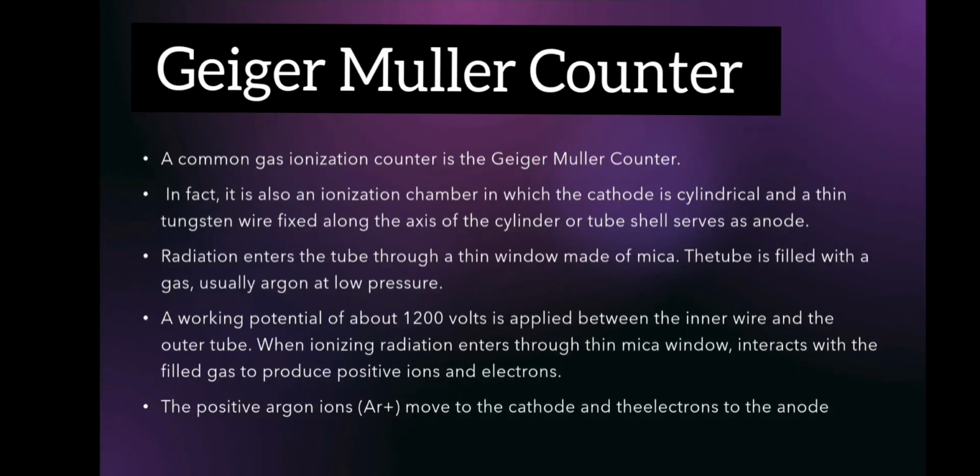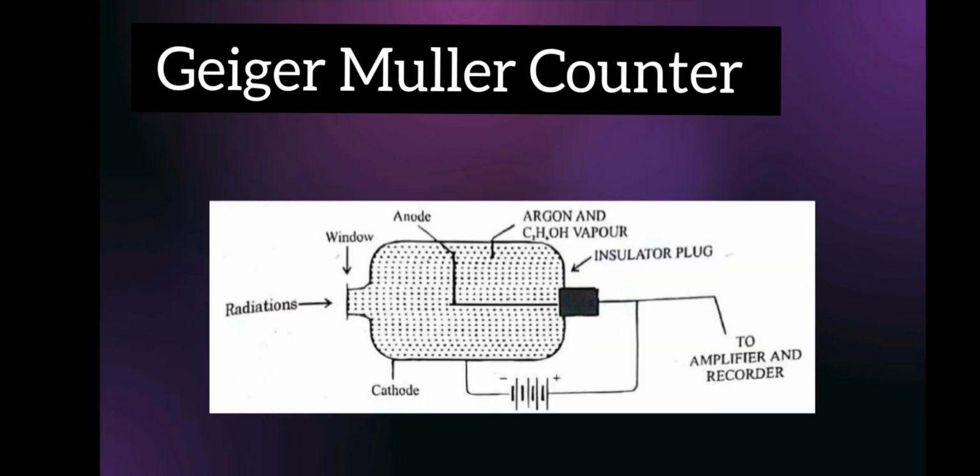So I'm going to explain what really are the Geiger Muller counters. A common gas ionization counter is a Geiger Muller counter. This is the counter that is used to measure the radioactivity of our sample. So first of all, moving on towards the diagram.